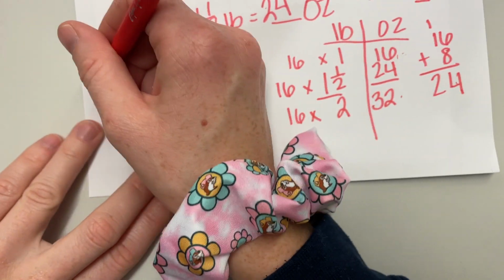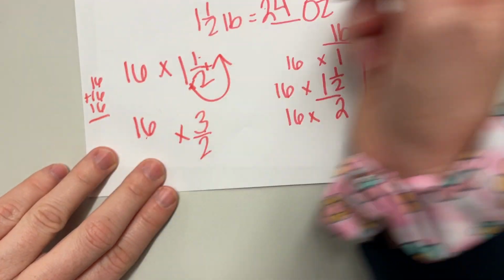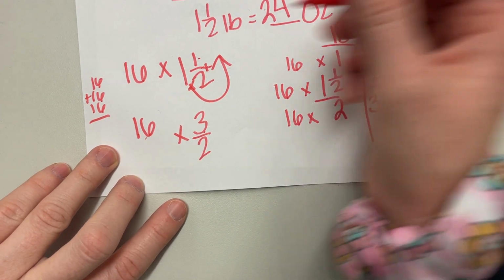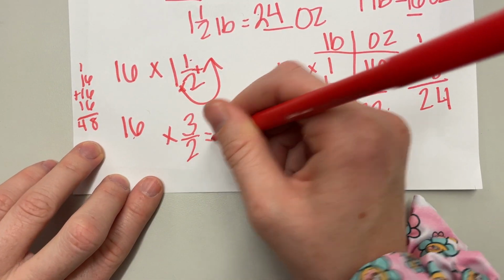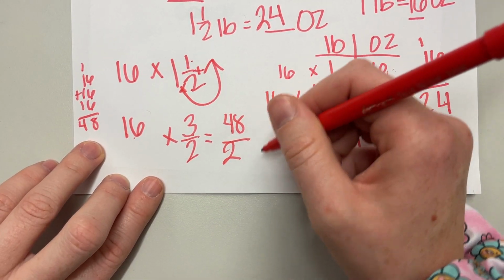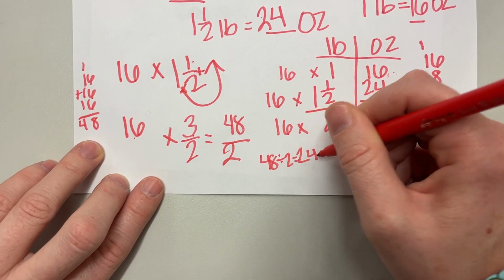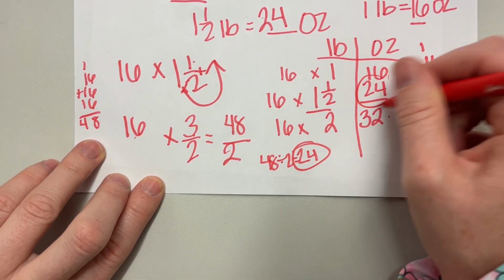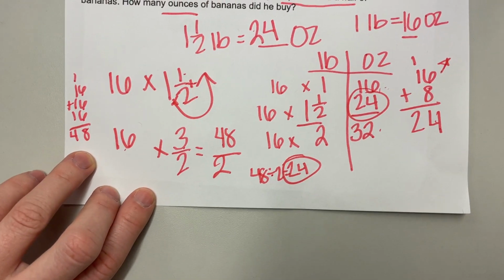So I'm going to do 16 plus 16 plus 16 to get my times 3, which would be 48, which would give me 48 over 2. And then I would have to divide 48 divided by 2, which gives me 24. So either way, you're getting the same answer. I think this first way that we did is a lot easier though.